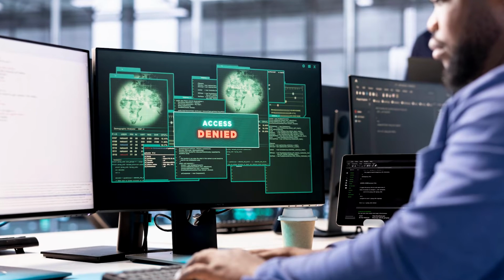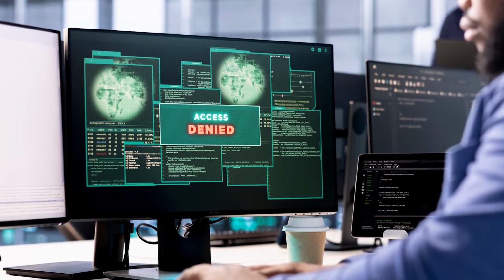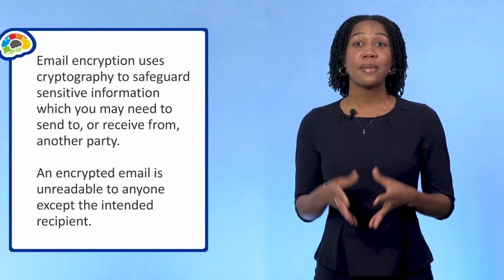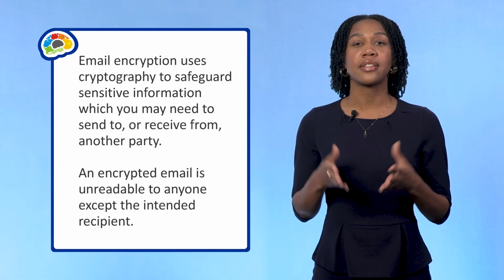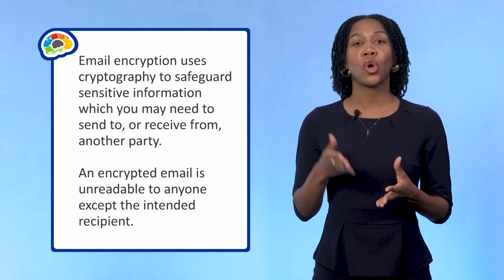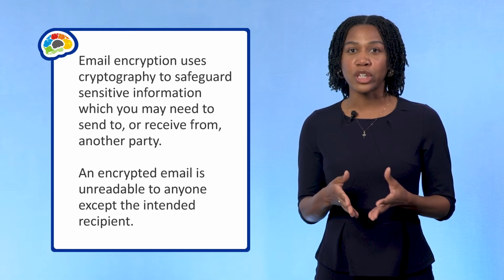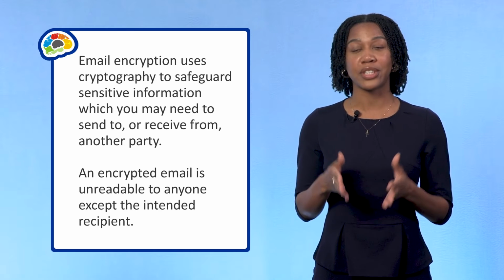The science of cryptography uses coded algorithms to scramble sensitive information. Government, military, and financial institutions use it all the time to ensure that bank account numbers, credit card, social security numbers, and other sensitive data is secure. Email encryption uses cryptography to safeguard sensitive information which you may need to send to or receive from another party. An encrypted email is unreadable to anyone except the intended recipient.